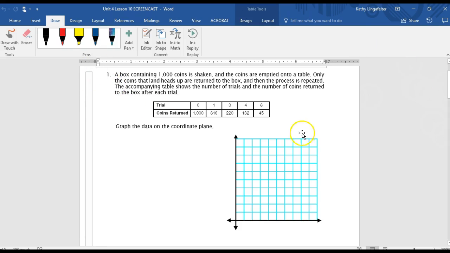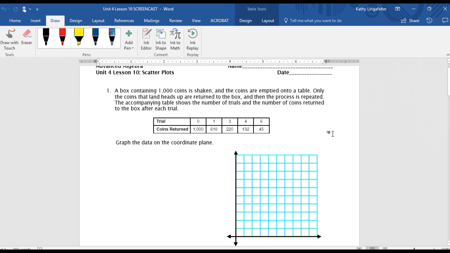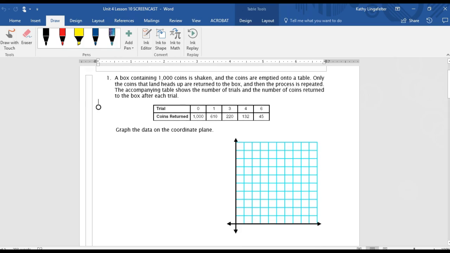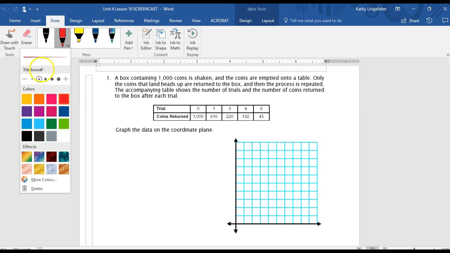This first problem says a box containing 1,000 coins is shaken and the coins are emptied onto a table. Only the coins that land heads up are returned to the box, and then the process is repeated. The accompanying table shows the number of trials and the number of coins returned to the box after each trial. We need to graph the data on the coordinate plane.